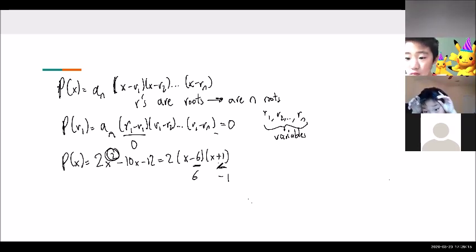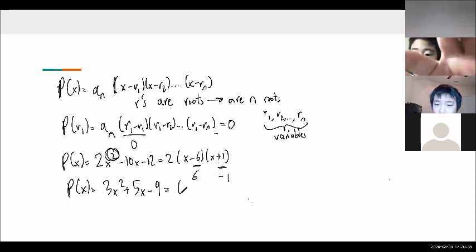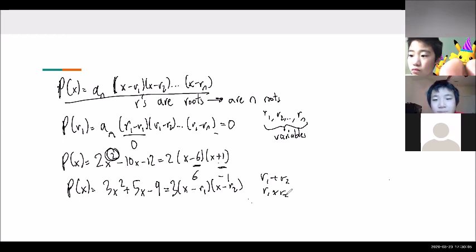Let's say you have a polynomial, p of x is equal to 3x squared plus 5x minus 9. You want to figure out the sum and product of the roots. Let's say you can't actually solve for what the roots exactly are, and let's assume you don't know the quadratic formula. Then you can express this in this format over here, where a of n is the leading coefficient, which is 3. So it's 3 times (x minus r1) times (x minus r2), where r1 and r2 are the roots. Then we want to find r1 plus r2 and r1 times r2. We're curious what this is.